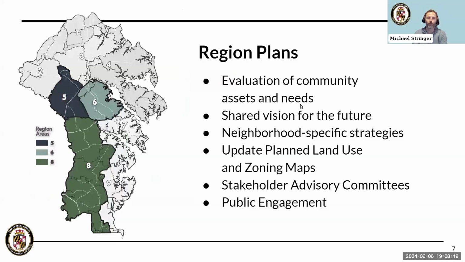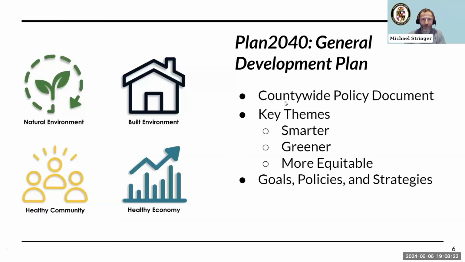I want to emphasize there were three key themes that emerged through the discussions of Plan 2040. We heard loud and clear from the public that they wanted to see the county grow smarter, greener, and more equitable. In our county planning documents for the last 30 plus years, we've been talking about the potential for smart growth.